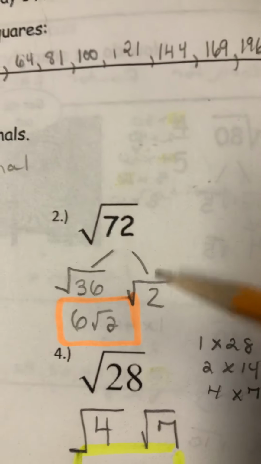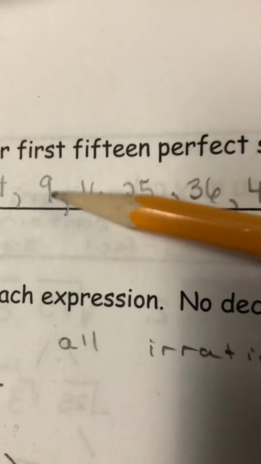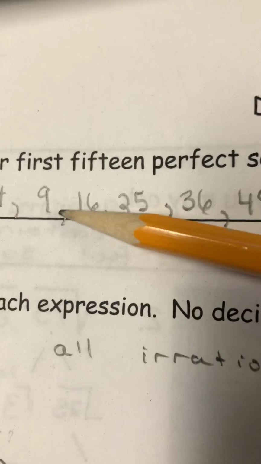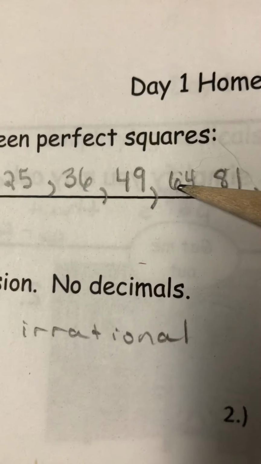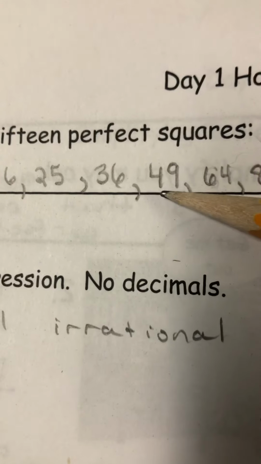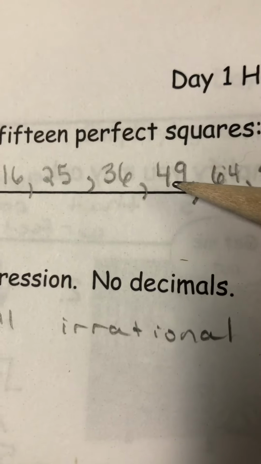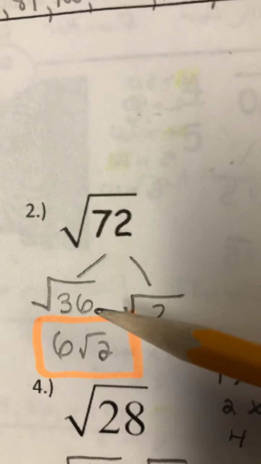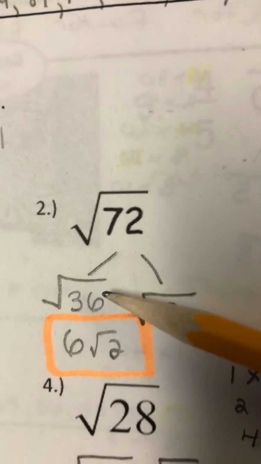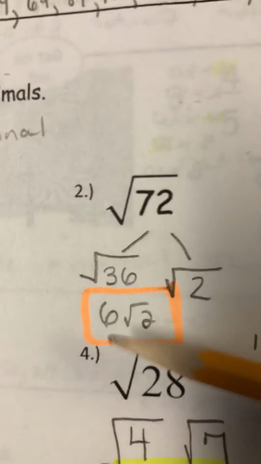72. Again, I know a lot of times people will think, hey, what about that 8 times the 9? I know 9's in the list, but I want the biggest perfect square. So I would have actually started 64, not a factor. 49, nope, because if I take 72 divided by 49, I'll get a decimal, but 36 is actually it. So I would have used 36 and 2, and if you break down the 36, you get the 6 square roots of 2.